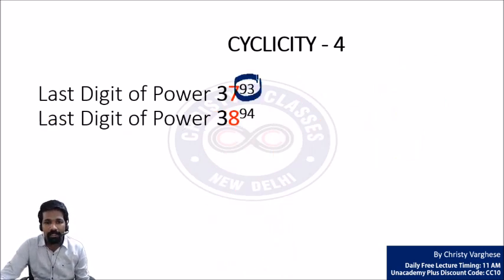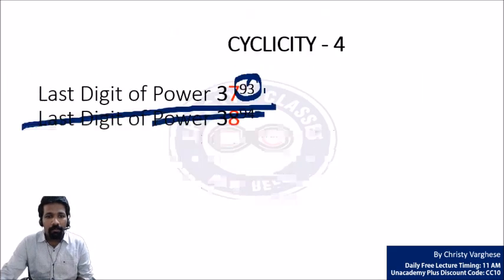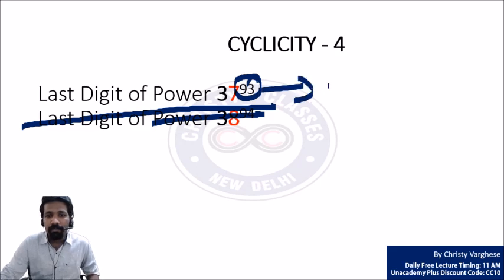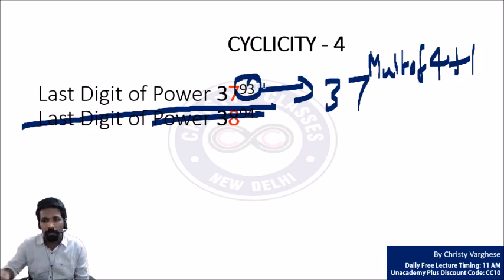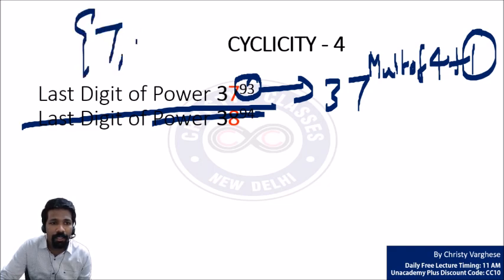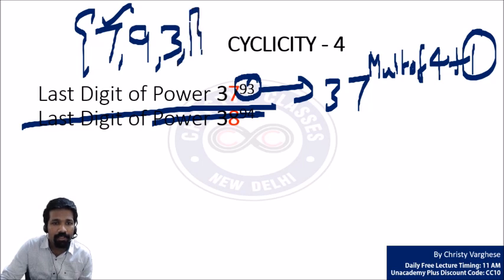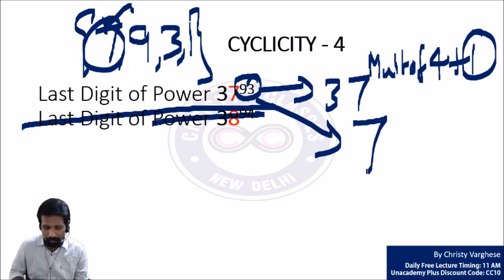Here the power is 93. What kind of number is 93? It is a multiple of 4 plus 1 kind of number, because 92 is a multiple of 4, so 93 is 1 more than that. That means in the power cycle you just have to take the first element. 7931 is the power cycle, so the first element 7 will be the answer for this question.